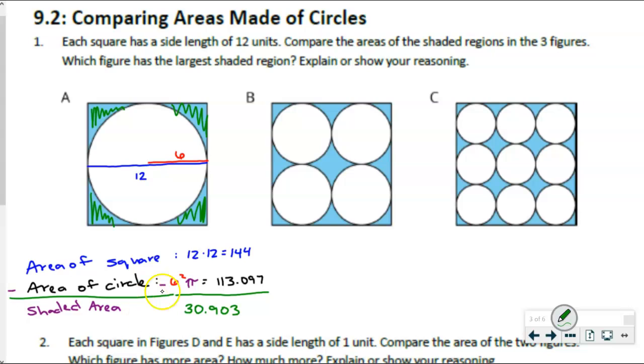Now here is my question to you. Let's make some predictions. B and C. Do you think that they have more shaded area than A or less shaded area than A? Have a conversation with your tables. What do you think? More or less? Okay, and now come back to me. What are your thoughts? The same, less, more, Oren? Why do you think it's the same?